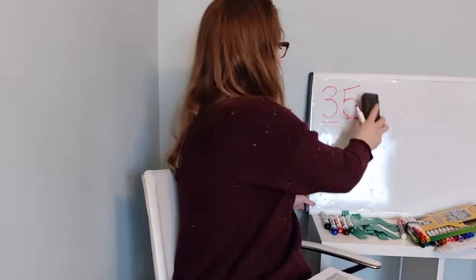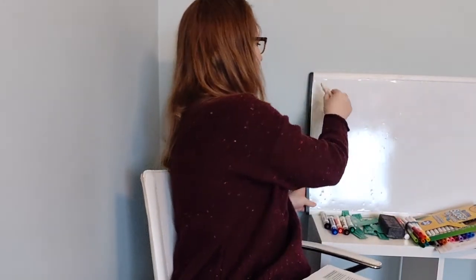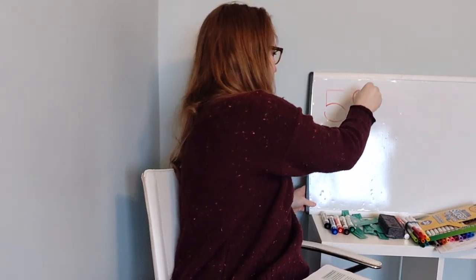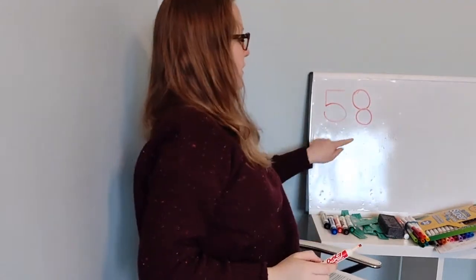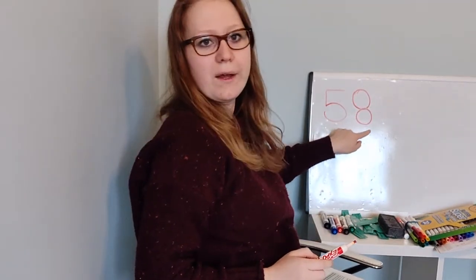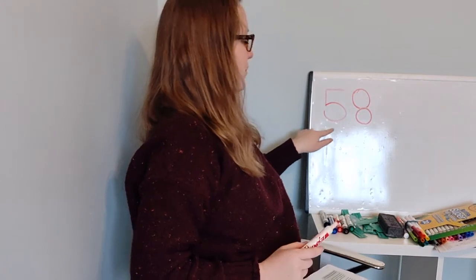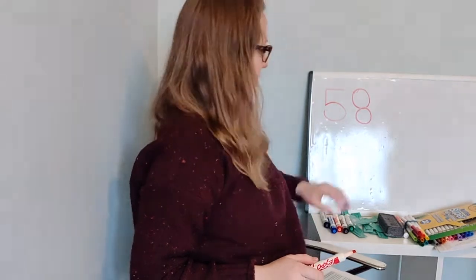The next number is 58. Can you try and make the number 58? We're getting a bit more challenging, some bigger numbers. The number 58. 58 looks like this. There is an 8 in the ones place, so we should have 8 ones. There is a 5 in the tens place, so we should have 5 groups of 10 in the tens place.